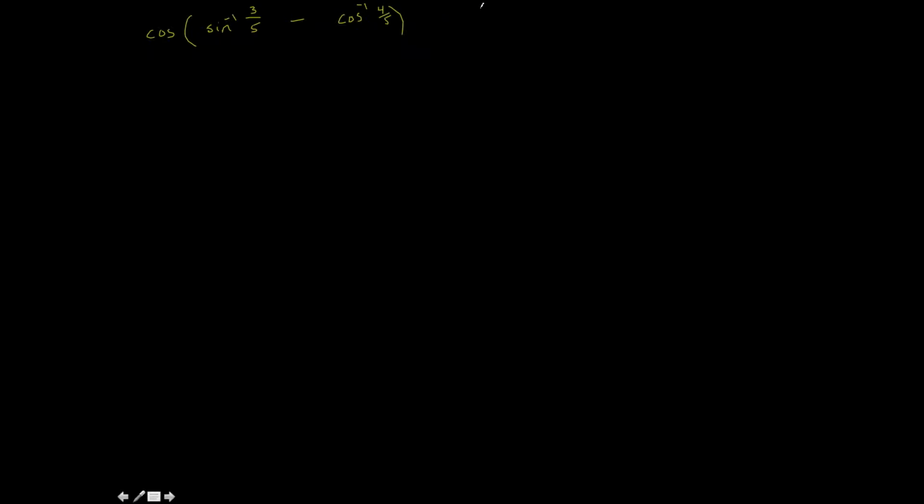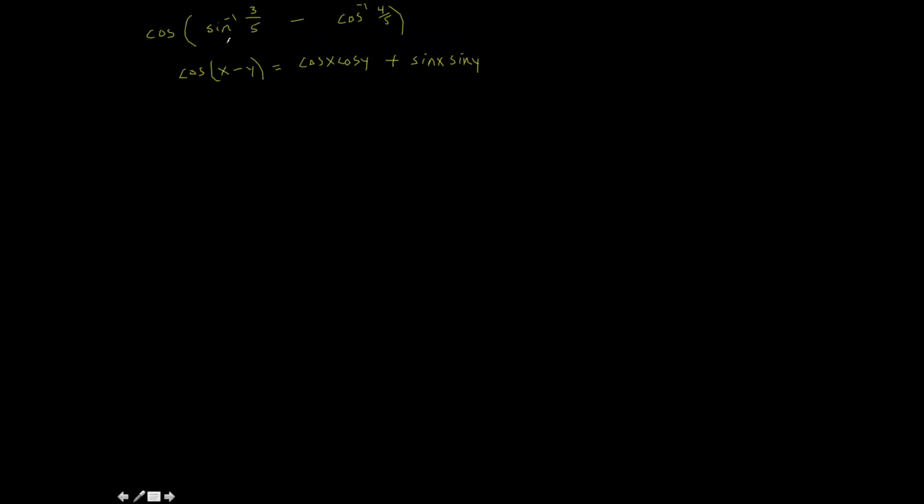Now, when you get ready to solve this problem, the first thing that should jump off the page at you is that this is a difference identity. The cosine of x minus y equals the cosine of x times the cosine of y, minus, or excuse me, plus the sine of x times the sine of y.